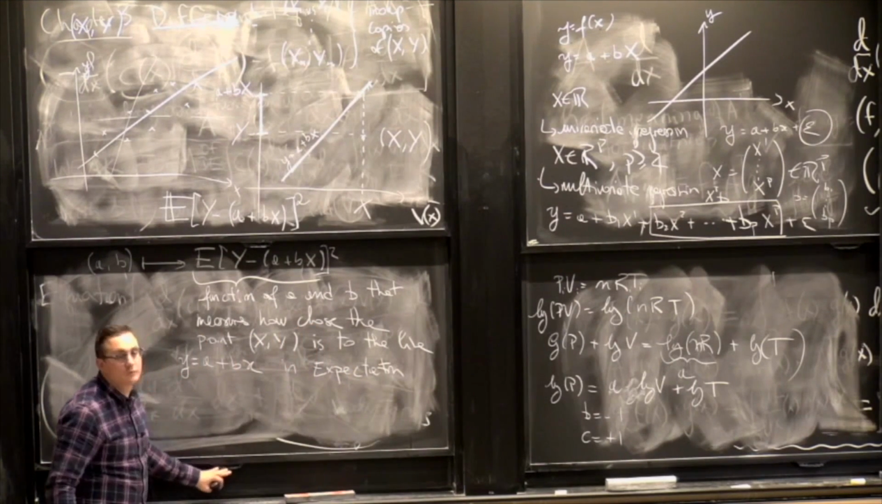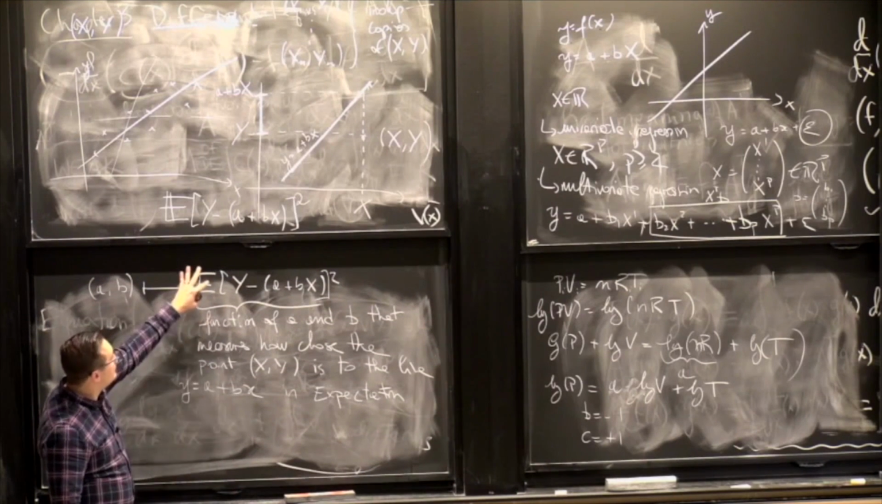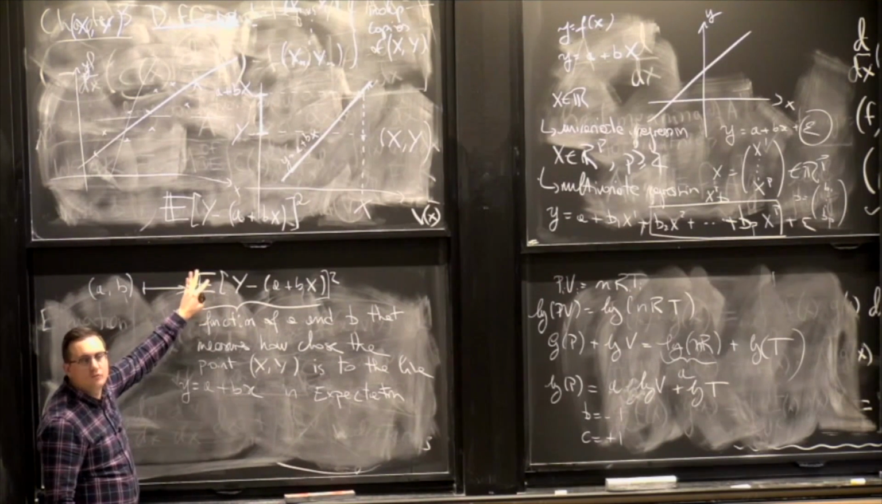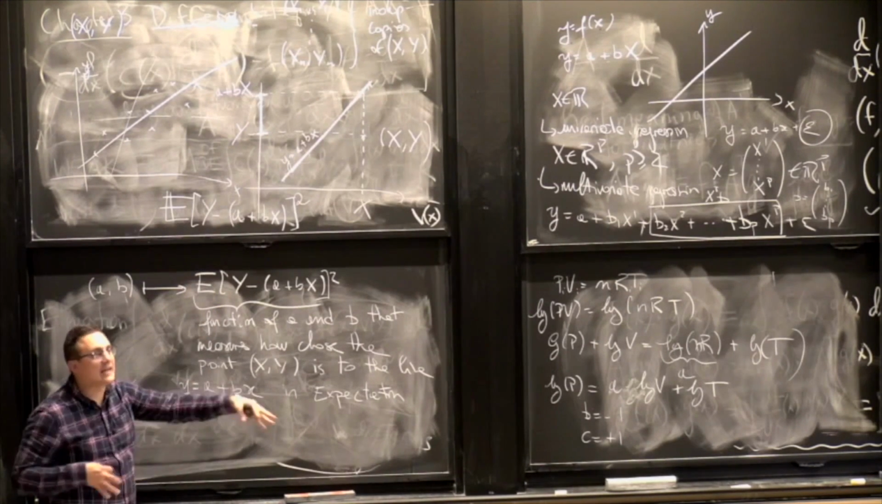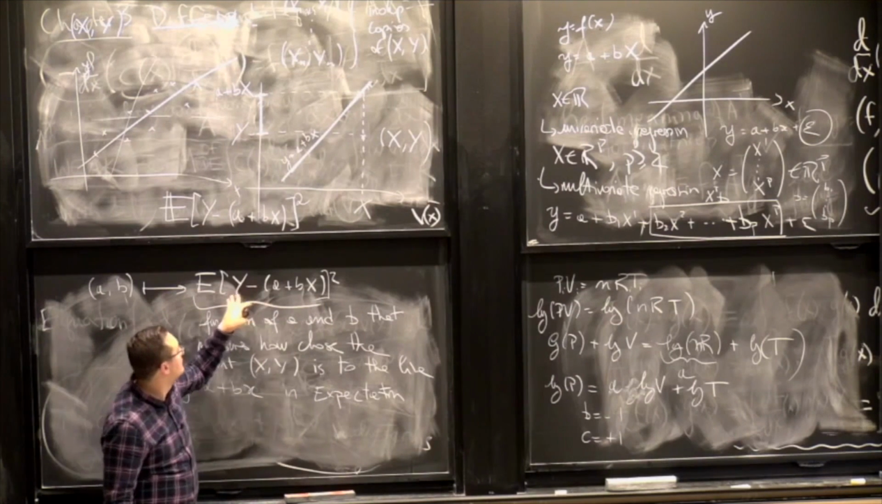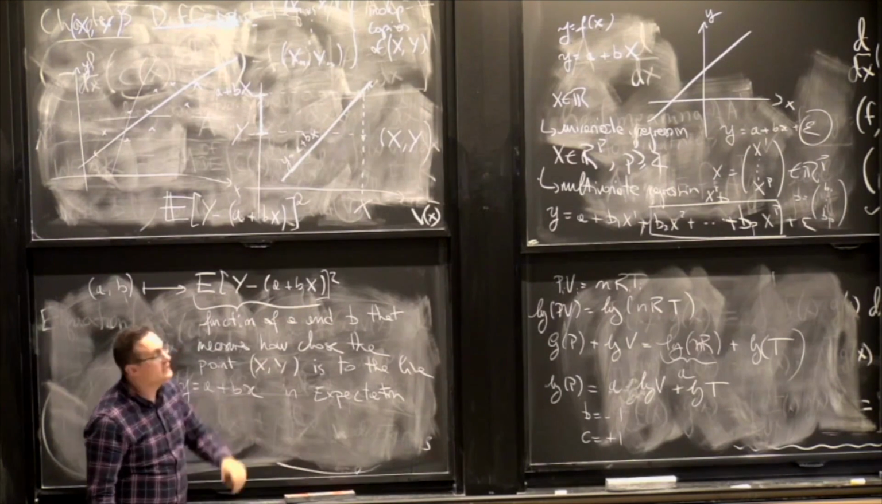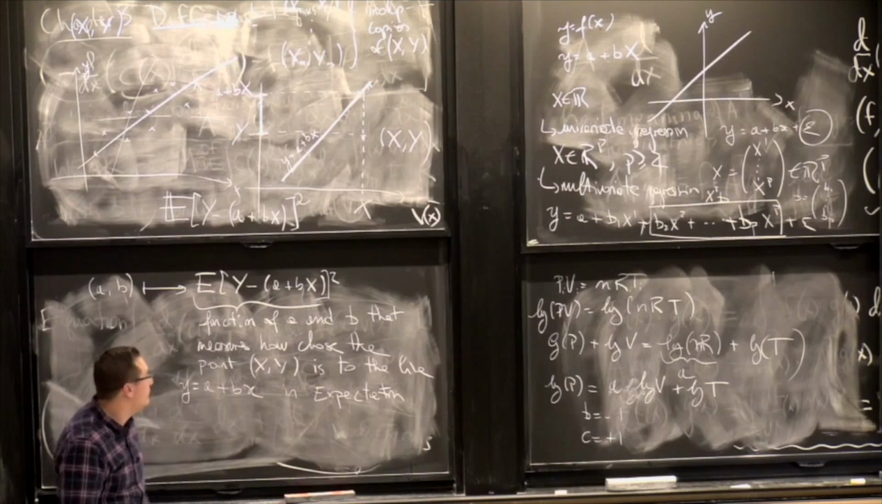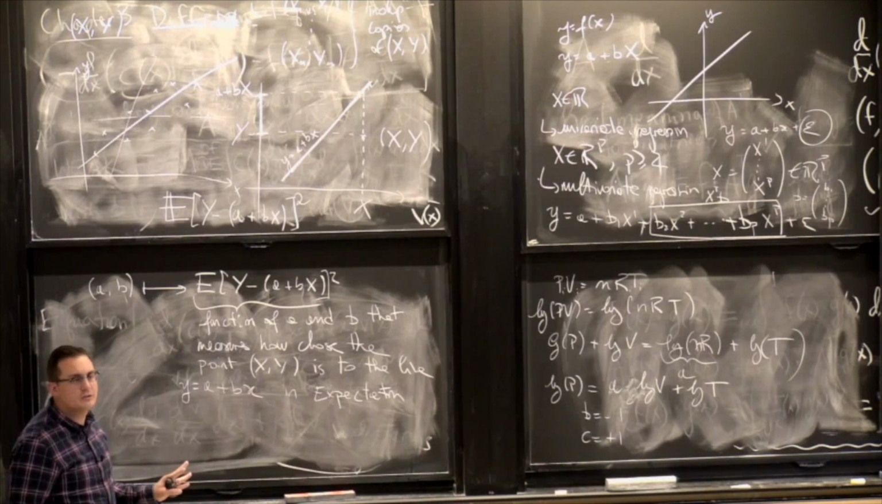OK, agreed? This is what we just said. And you can think, if you're not comfortable with the expectation, just think about having data points and taking the average value for this guy. So it's basically an aggregate distance of the points to the line. OK? Everybody agrees this is a legitimate measure?